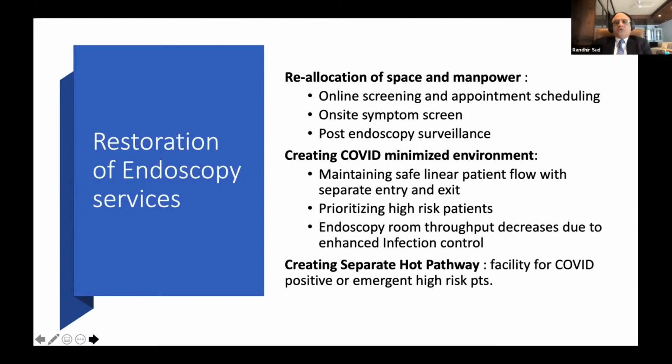Now, how do we create a COVID-minimized environment? This is by maintaining a safe, linear patient flow. We should have endoscopy units with separate entry and exit points. There should not be intermingling of patients who are coming in for endoscopy and those who have had endoscopy. That will minimize person-to-person contact. And we should also identify patients at high risk because of pre-existing comorbidities and prioritize their endoscopy in a fashion that they are not at risk of acquiring infection.